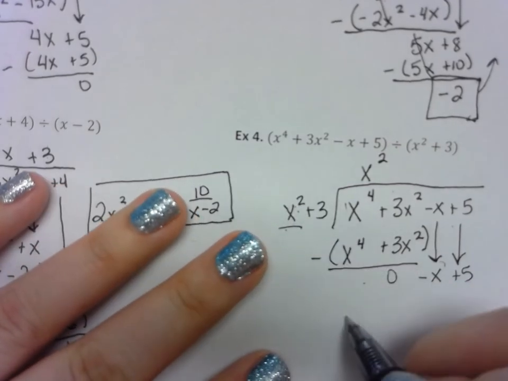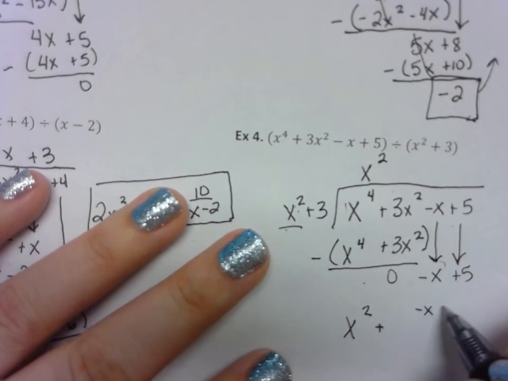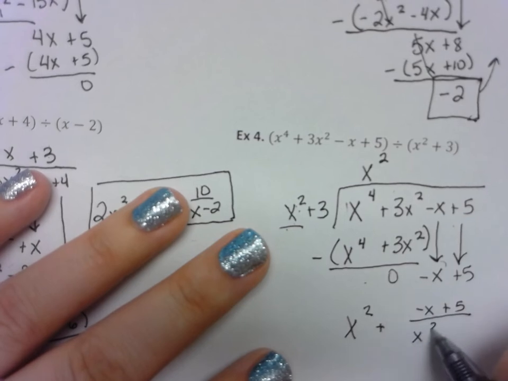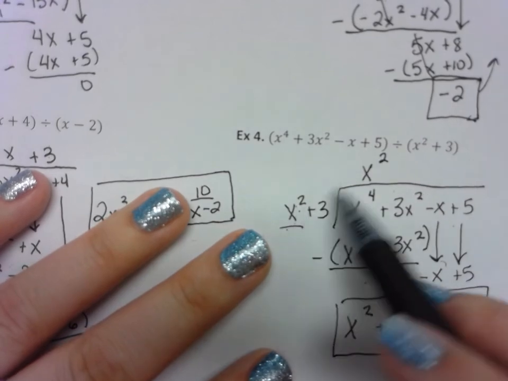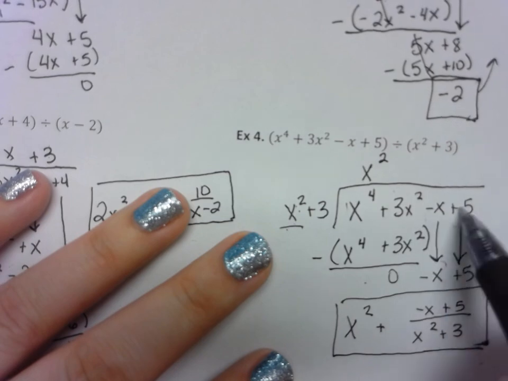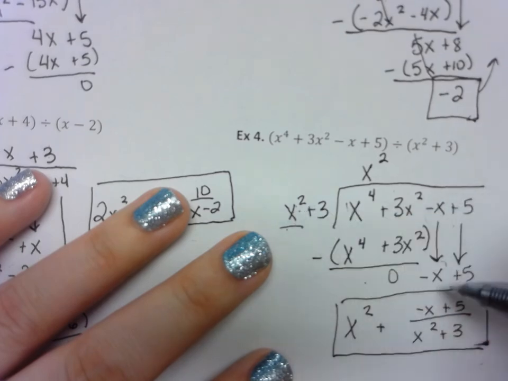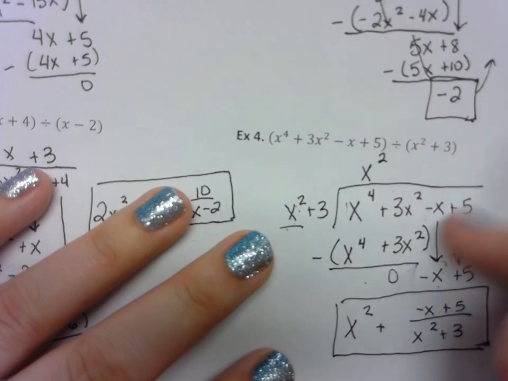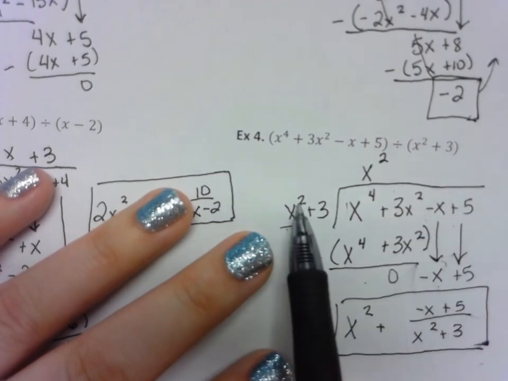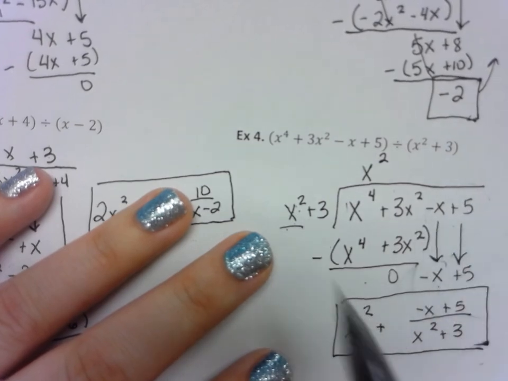So the answer is x squared plus a negative x plus 5 all over x squared plus 3. So that was a little weird. But the only thing that goes into this whole is the x squared. This right here is just a remainder, right? We could, if we wanted to do this fully out, you can't multiply anything by this. So you could put a 0, but you're still going to just keep getting the same things here. So because this exponent is lower than the exponent here, we know we're done, and we just take whatever's left and put it over your divisor.